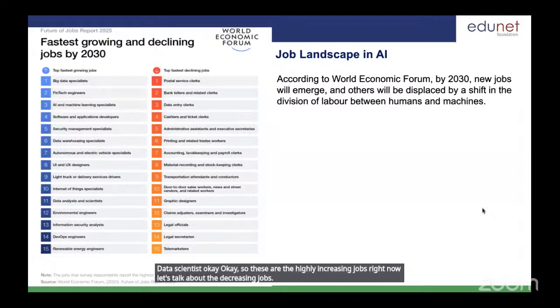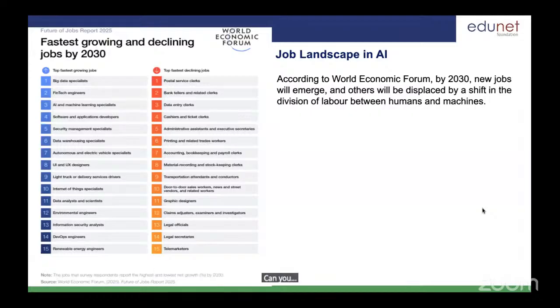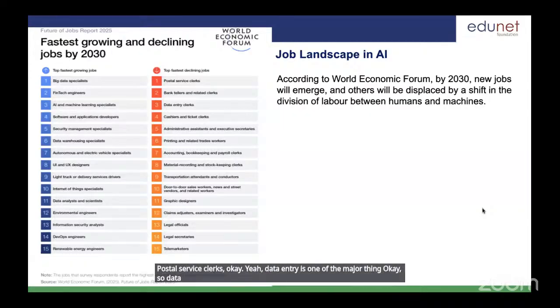Can you tell me what are the decreasing jobs? Which are the jobs which are going rapidly down? Okay, data entry clerks, then postal service clerks. Yeah, data entry is one of the major things. So data entry clerks, cashiers and ticket clerks as well.